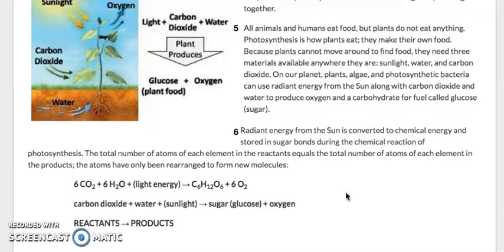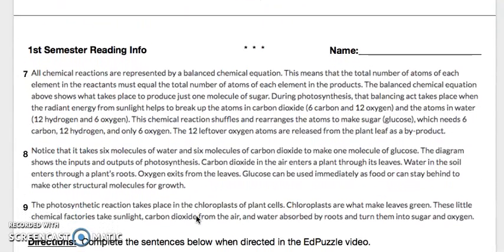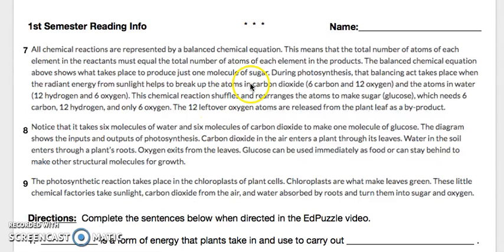This is just extra, but if you remember, we talked about the law of conservation of mass, where it says things cannot be created or destroyed, it's just rearranged or transformed. That's exactly what's going on right here. All chemical reactions are represented by balanced chemical equations. This means that the total number of atoms of each element in the reactants must equal the total number of atoms of each element in the products. The balanced chemical equation above shows what takes place to produce one molecule of sugar.